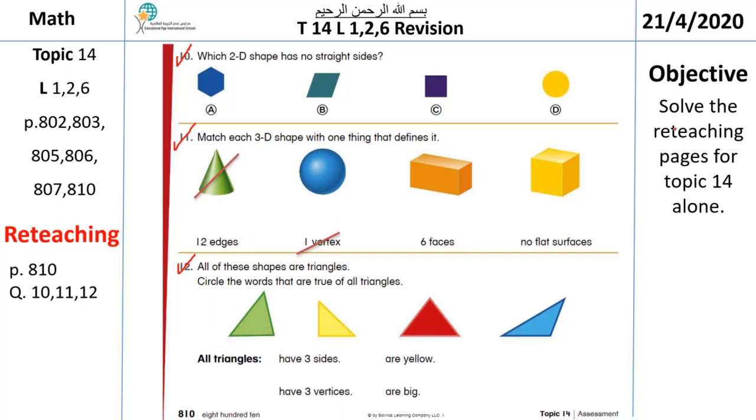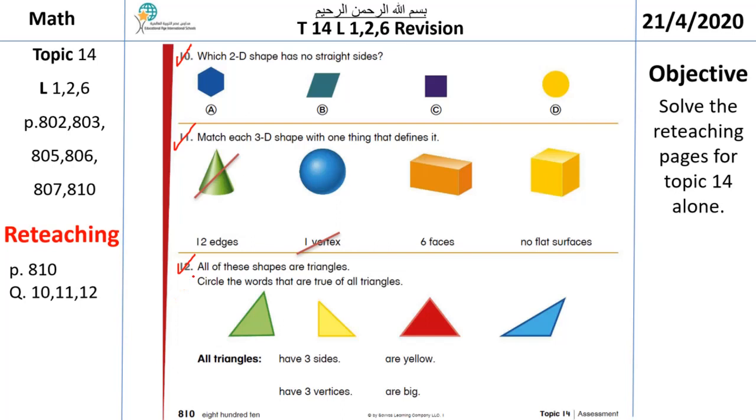Now 11. Match each 3D shape with one thing that defines it. So this is a sphere, a rectangular prism, and a cube. Match the sphere. It has how many? So this is 12 edges, this is 6 faces, and this is no flat surfaces. Okay? And the rectangular prism and the cube.